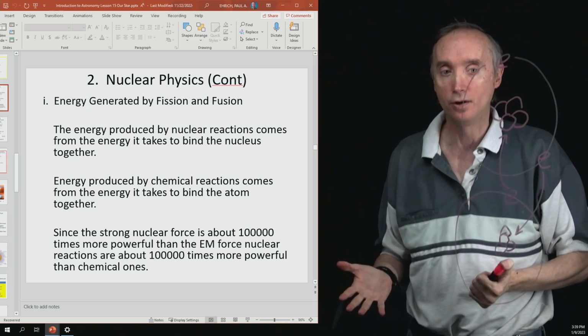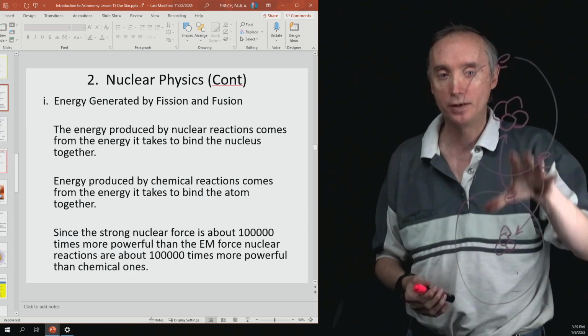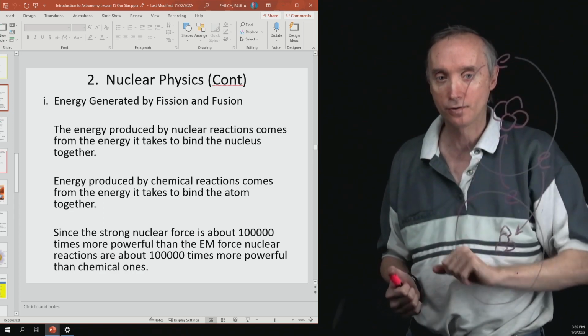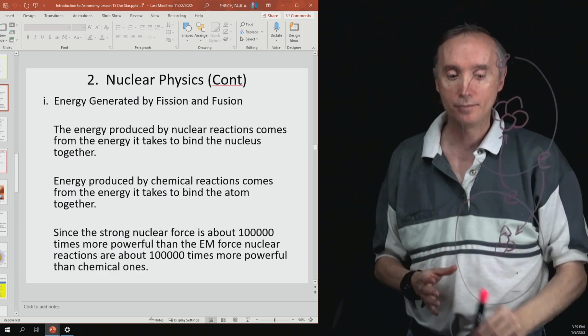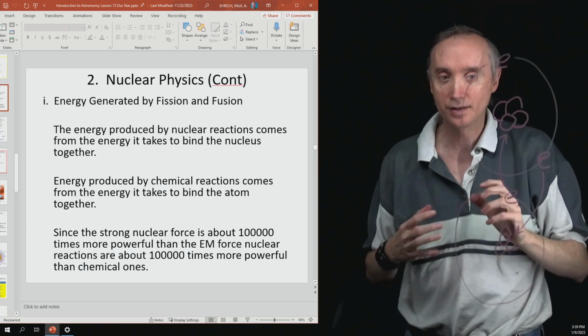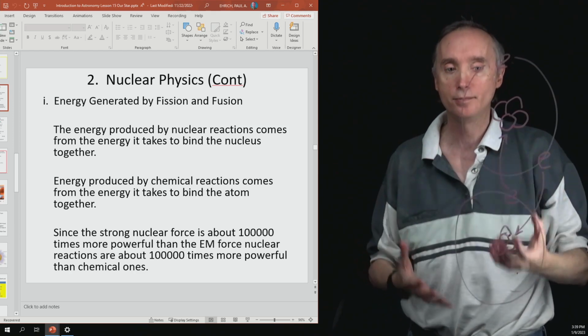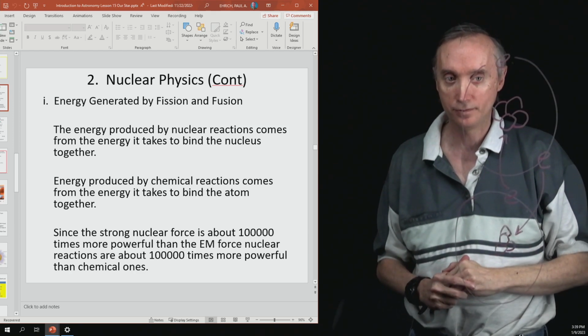Water is H2O. So it's got two hydrogens and it's got an oxygen. And they're being held together by these electrical forces. So that means that if you want to pull this thing apart, it's going to take a certain amount of energy to do it. And that's going to be called the chemical binding energy.